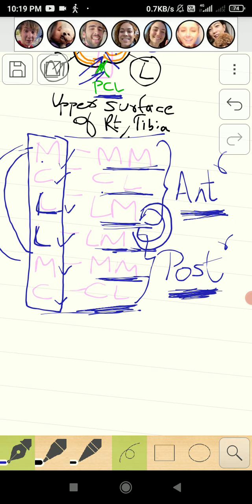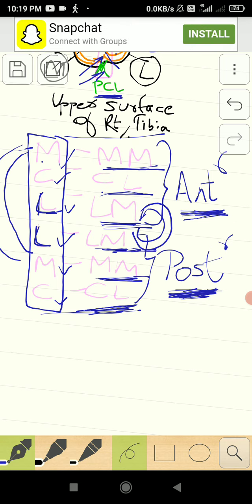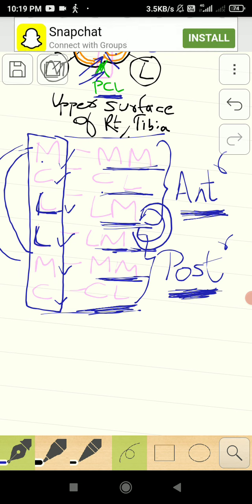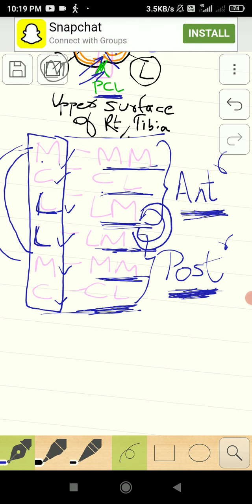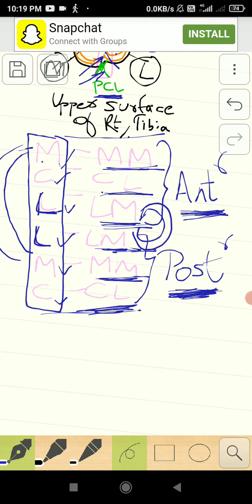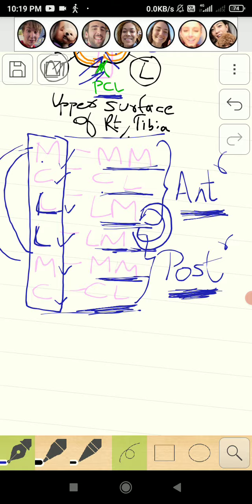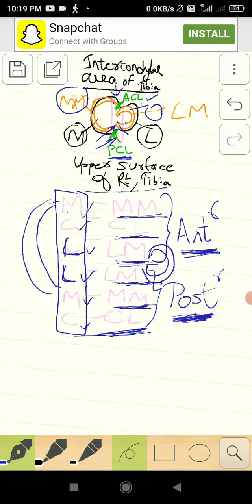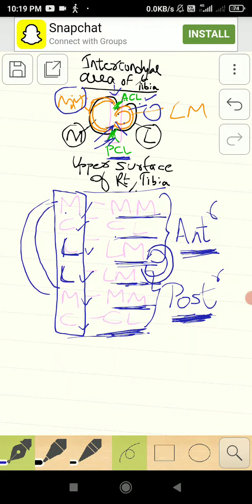Meniscus is a white fibrocartilage which is thick in the periphery and thin in the center. Cruciate ligament is a bundle of collagen fiber connecting one bone to the other. Anterior cruciate ligament is taut during extension. Posterior cruciate ligament is taut during flexion of the knee joint. Tear of the ligament is called sprain, and there can be tear of the menisci as well. This is about the intercondylar area of the tibia.